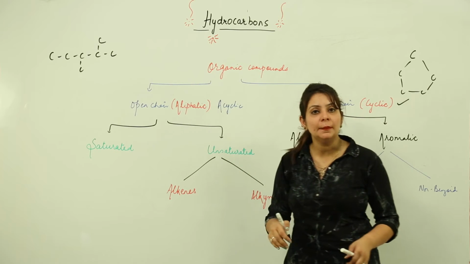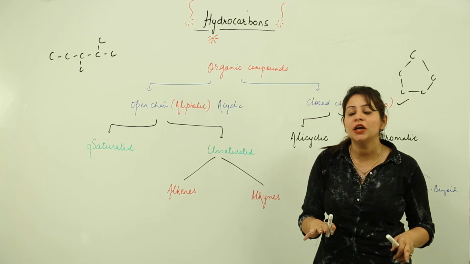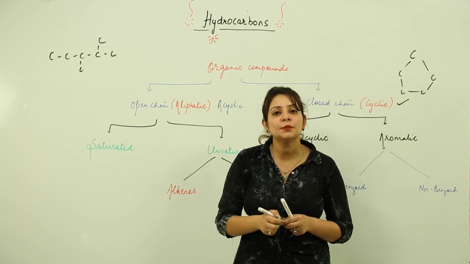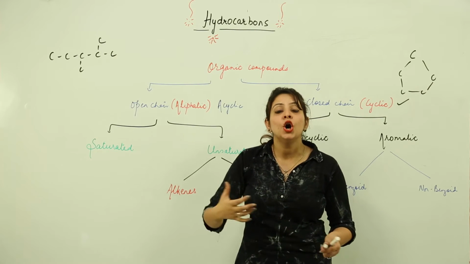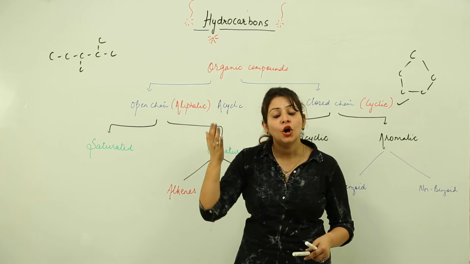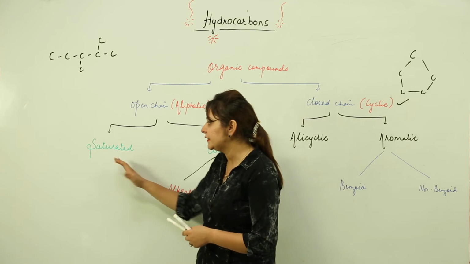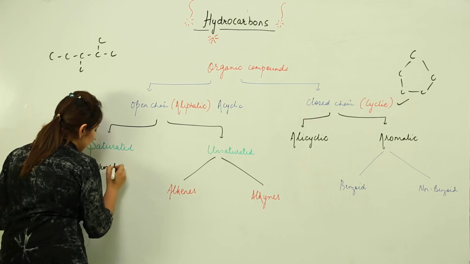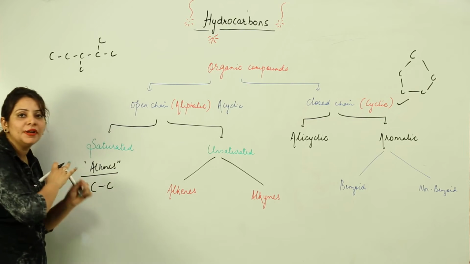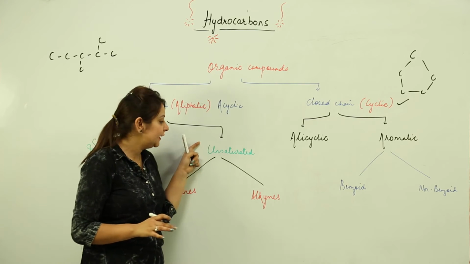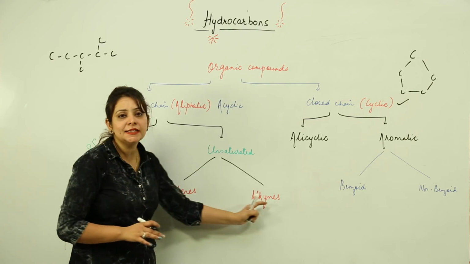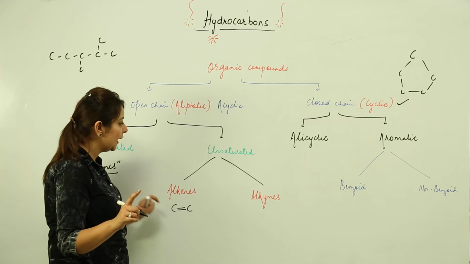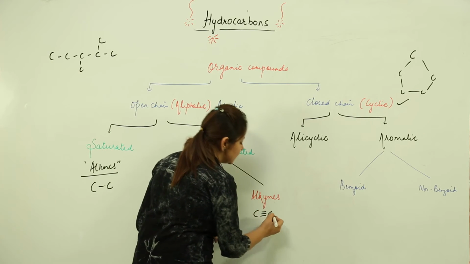Now aliphatic hydrocarbon is further divided into two categories depending upon whether the bonding between the carbons is single, double or triple. As we know, carbon can form a single bond with another carbon, or a double bond, or a triple bond. On that basis we divide them into saturated and unsaturated. Saturated ones are called alkanes, in which there is only single bonding throughout the chain. Unsaturated ones are divided into two categories, the alkenes and alkynes, where in alkenes at least one double bond is present in the chain, and in alkynes at least one triple bond is present.